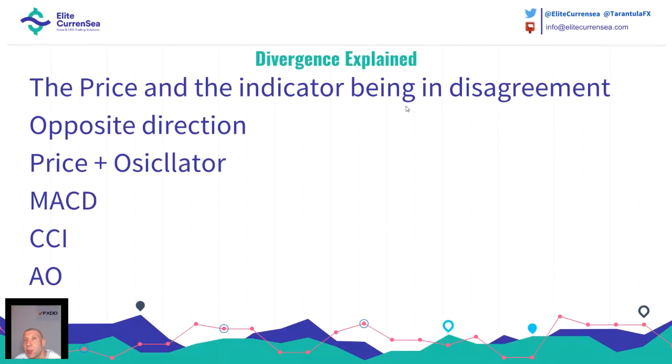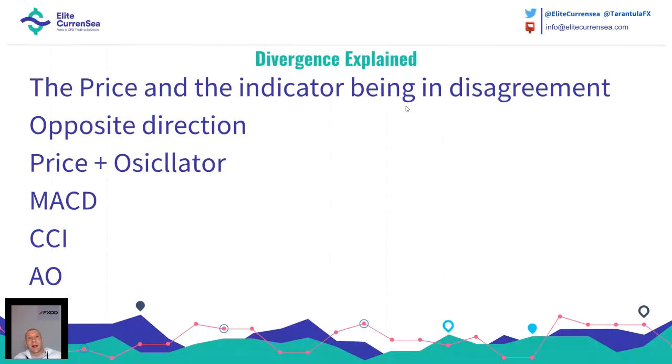Divergence, in its purest sense and basic definition, is when the price and the indicator are in disagreement. So the indicator goes one way, price goes one way, the indicator goes another way. Basically, that's it. When the price is not following the indicator and vice versa, we have divergence. So price is diverging from the indicator, or the indicator is diverging from the price. That is a bit simple. They move in the opposite direction.